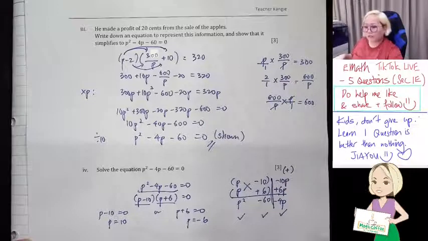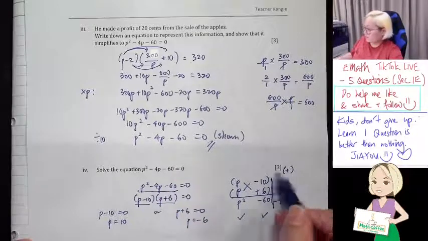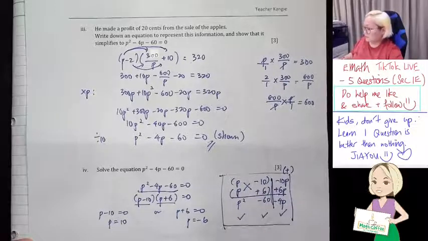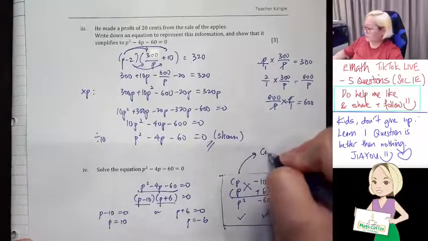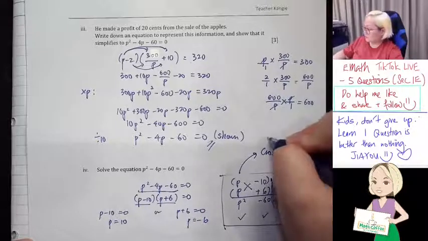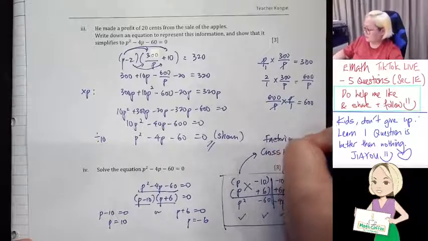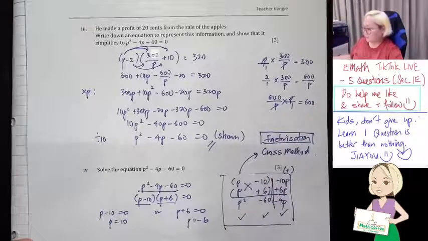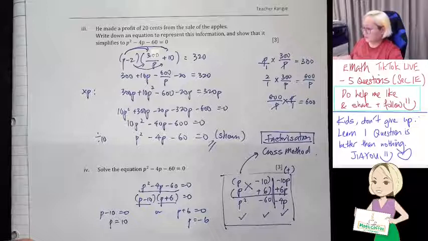Which part you don't understand? This part. This one is the cross method. You haven't learned this because you are Sec 1, so just take note of this one. This is the cross method. It is a factorization method. Circle is EMath, right? So again, I'm not doing that today.